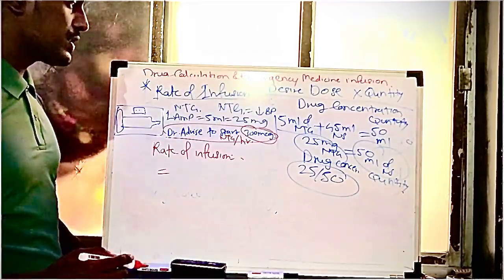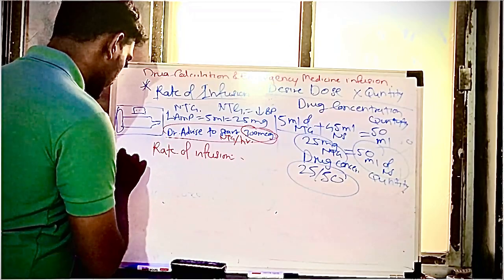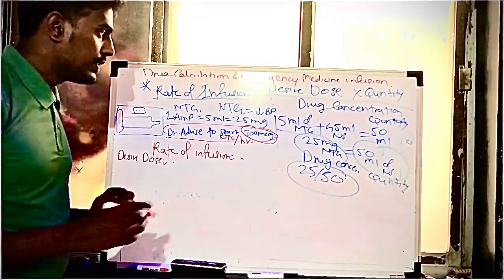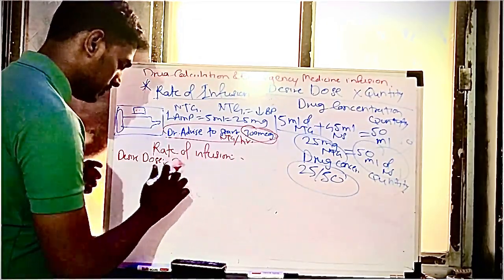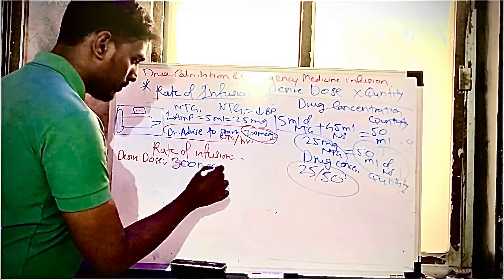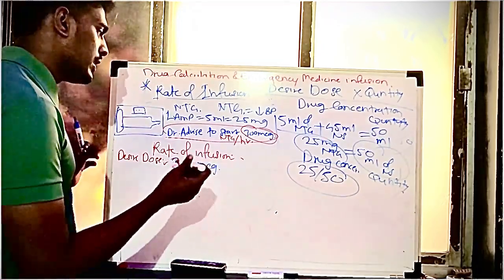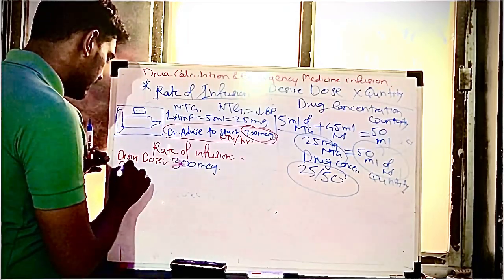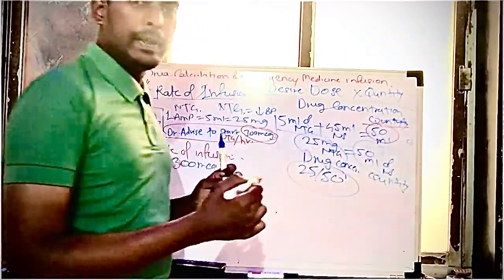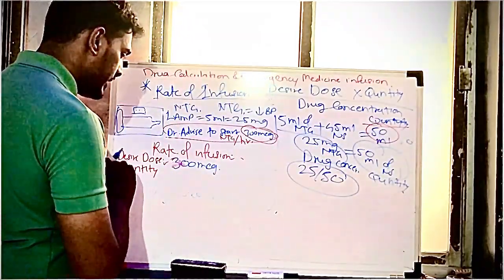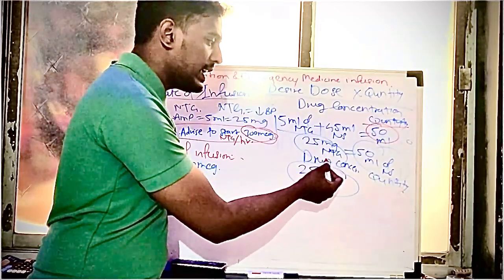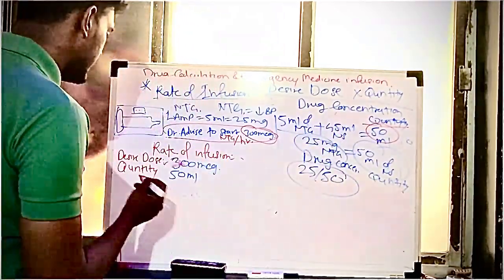So what is the desired dose? Yes, tell me, what is the desired dose? 300 mcg. Okay, we got the desired dose. Next, what do we want? Quantity. How much quantity do we have? 50 ml. So the quantity is a total of 50 ml. And what is the drug concentration we had? 25 mg.